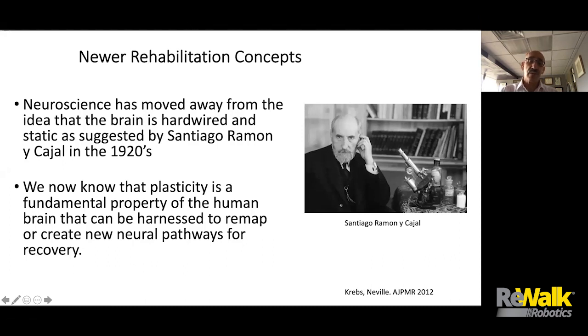And so we know, I think with lots of clarity now, that Santiago Ramón y Cajal, a famous Spanish neuroscientist, had said in the 20s, once your brain breaks, that's it. It's hardwired. It cannot be repaired. And he did leave it open to say that maybe in the future, you'll be able to prove that that's wrong. We clearly know now that there is plasticity in the brain, that it is a fundamental property of our neurological system, and that you actually can harness and remap many of those neural connections to promote recovery.